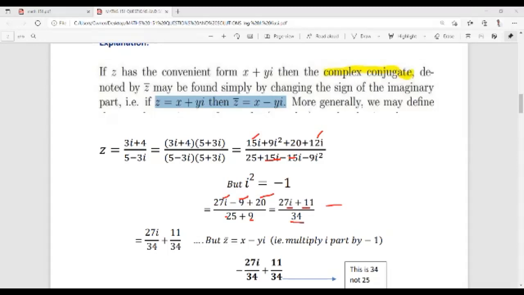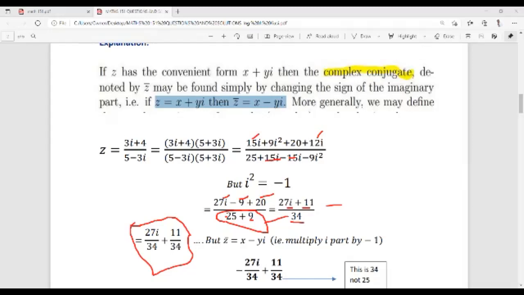Are you okay? Over 34. So yeah, 25 plus 9, that will give you 34, right? 34, yeah. Okay, good. So now that is it. It means we have 27i over 34 plus 11 over 34. This can be rewritten as this. You agree with that?